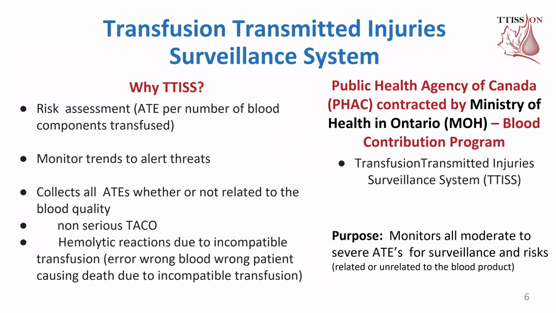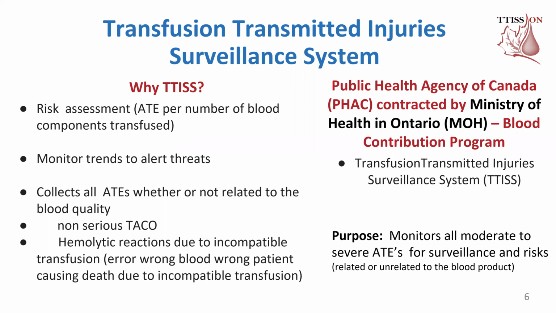So why report to TTISS? The reason we need to report to TTISS is that it allows us to make risk assessments on all the types of moderate to severe adverse transfusion reactions as compared to the number of units of blood components transfused. For example, we'll get an idea that for every 1,000 units transfused, we have a certain reaction that we can expect. So it's to monitor the trends, to alert us to threats.